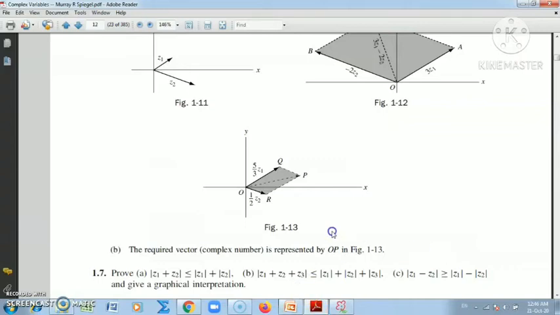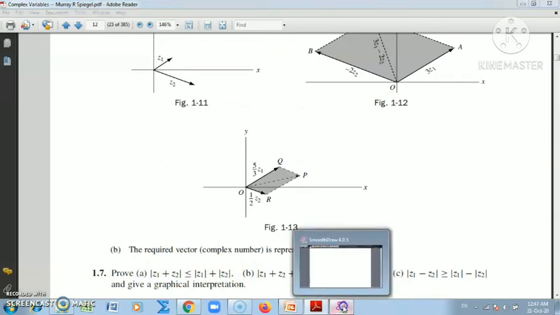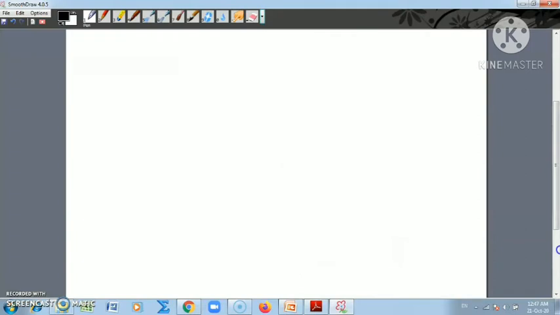On the book, look at this one, 1.7. Prove that modulus of z1 plus z2 is less than or equal to modulus of z1 plus modulus of z2. So there are different types A, B and C. We'll start with the A. I'll just show you how to proceed with this. Perhaps you already know it, but then let us see.